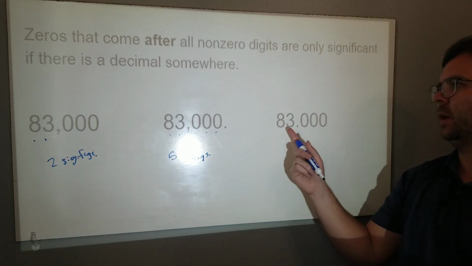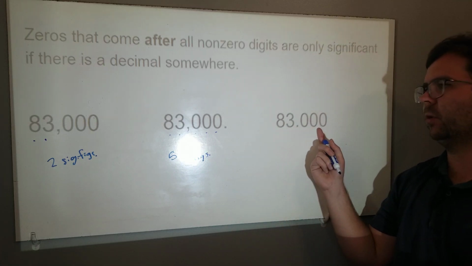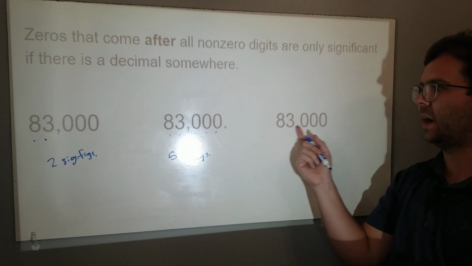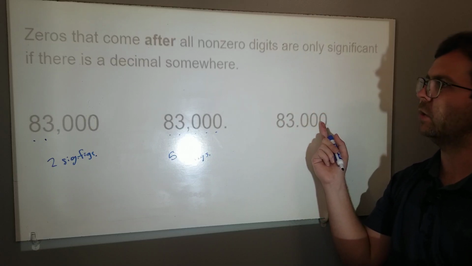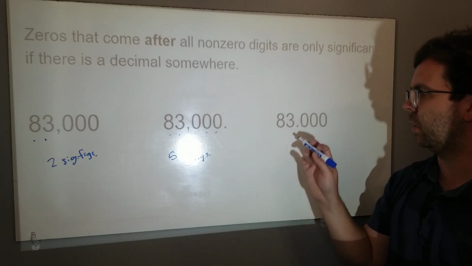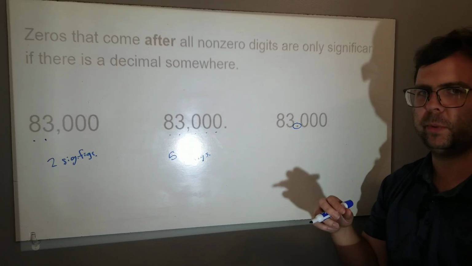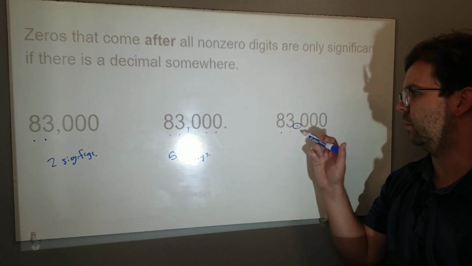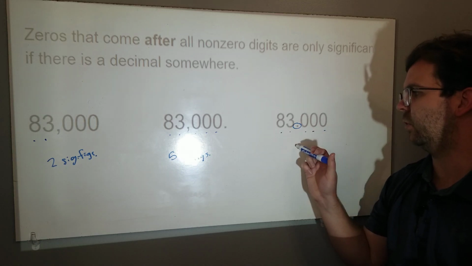This last example, 83.000, these three zeros, because they come after, they only count if there is a decimal somewhere in the number, and there is a decimal right here. And so because there is a decimal at all, these three zeros do count. So that's going to be 1, 2, 3, 4, 5 sig figs again.